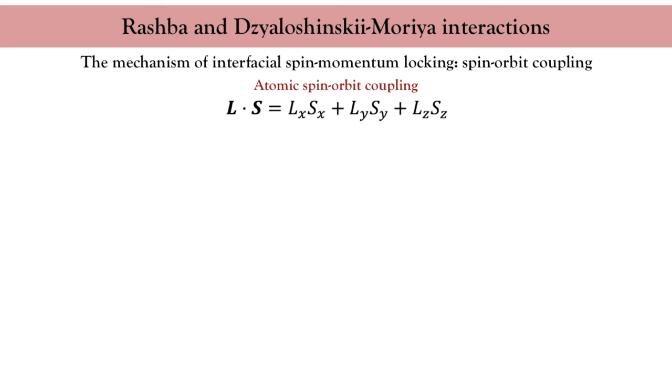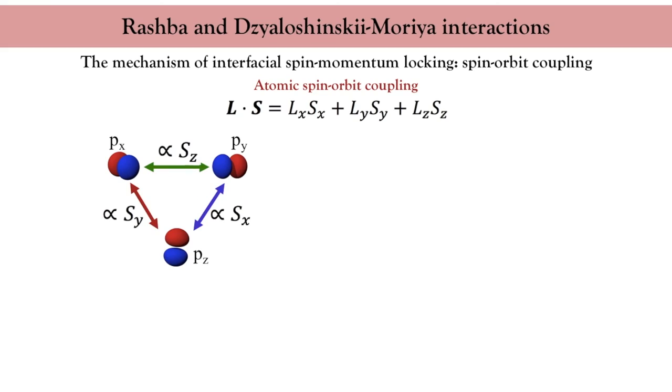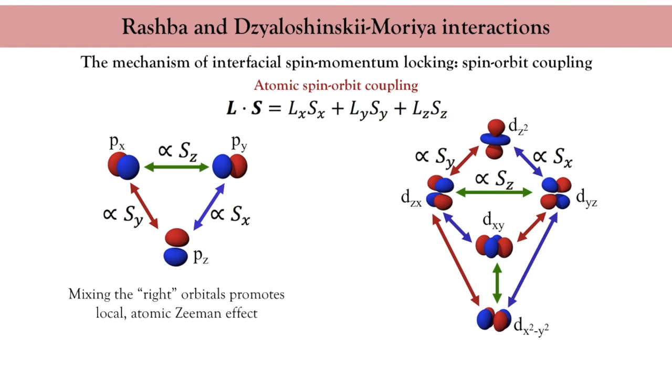The reasoning I proposed is based on px and pz orbitals, but it can be easily extended to all the p and d orbitals as well. So for example, if you mix py and pz orbitals, you get a spin moment along x. If you mix px and py, you will get a spin moment along z. You can also apply this analysis to the d orbitals and you obtain this complex connection chart.